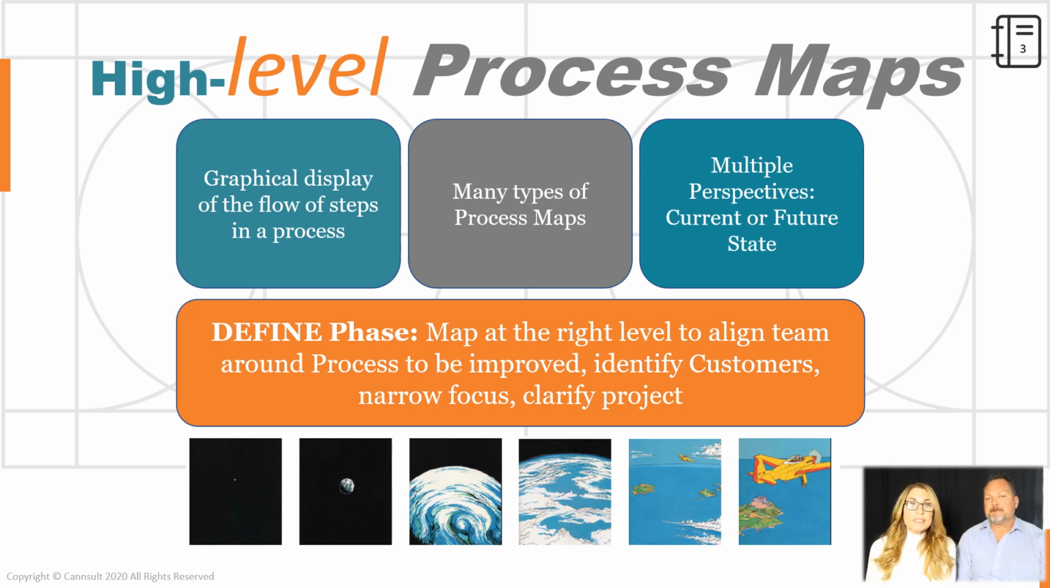A map can be a current state, which we use to understand how things work today, or a future state, which we'll use when we get to the improve phase to illustrate how things will work in our new improved process. Sometimes we can refer to the current state map as the as-is process map, and that's different from the should-be map. The as-is and the should-be are the difference between the procedure manual and reality. At this point, at the beginning of the define phase, the team will use a current state high-level map to understand the process, the customers, and to develop clarity around this project.